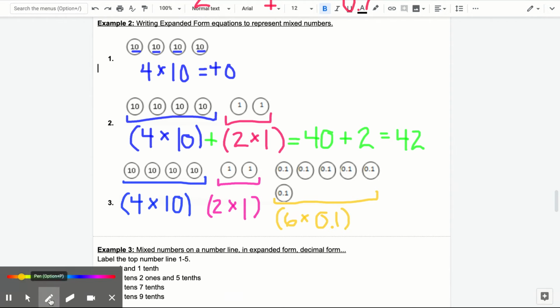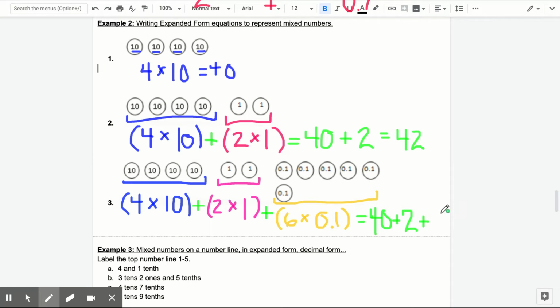Okay, just like on that last one, we are going to make sure that we are adding all of the parts of our equation up, and then we will see what it turns into. So we know that 4 times 10 is going to come over and become 40. 2 times 1 here is going to come over and become 2. And then 6 times 1/10 is going to give me 6/10, which I'm going to represent in decimal form, 0.6.